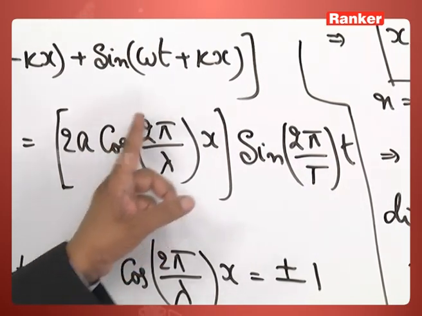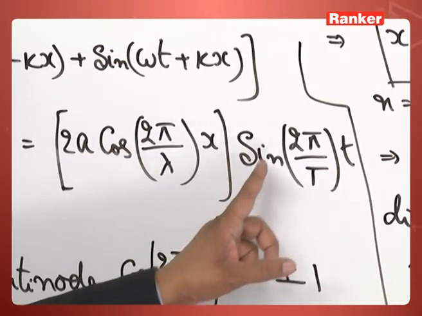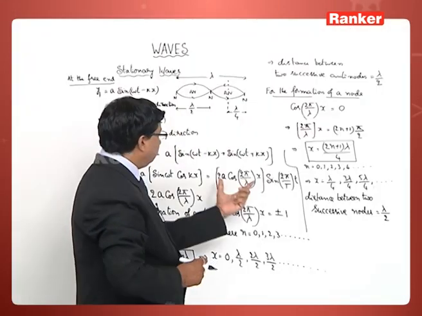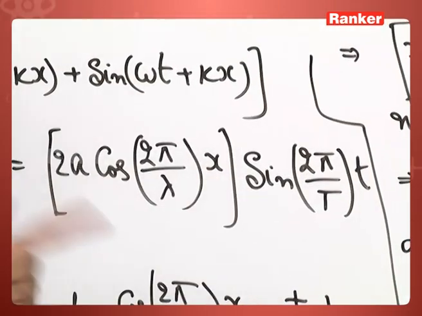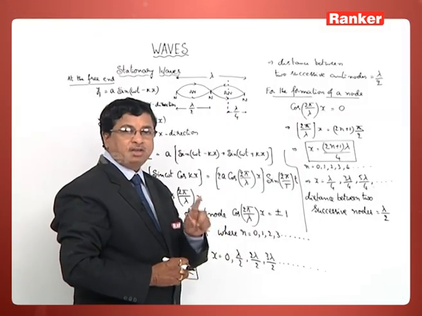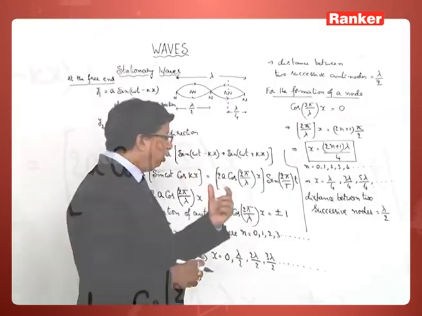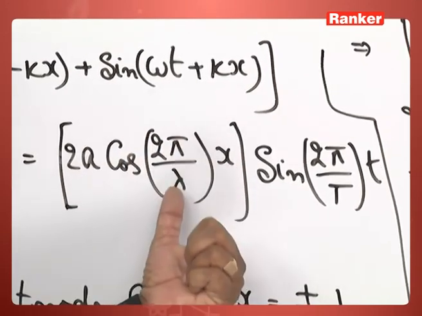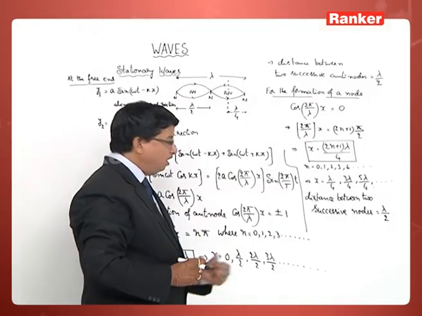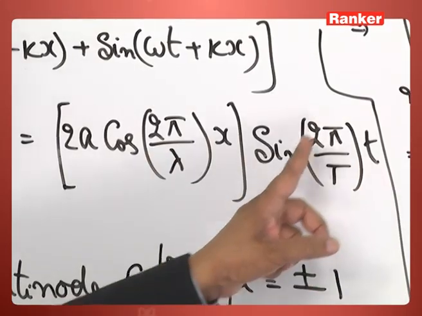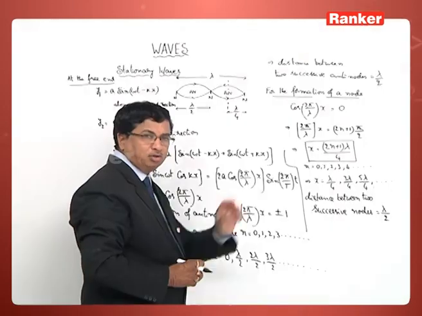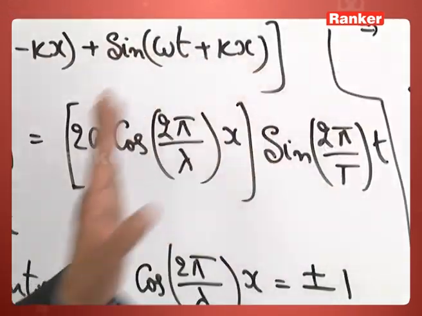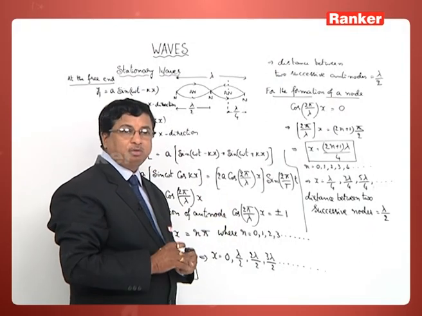2a cos(2 pi by lambda into x) sin(2 pi by T into t) is what you have got when the reflection is taking place at the free end. Suppose it is taking place at the rigid end, then what happens? This becomes 2a sin(2 pi by lambda into x), and this becomes cos(2 pi by capital T into t), everything with a negative sign. So, this is the only variation you are going to observe.